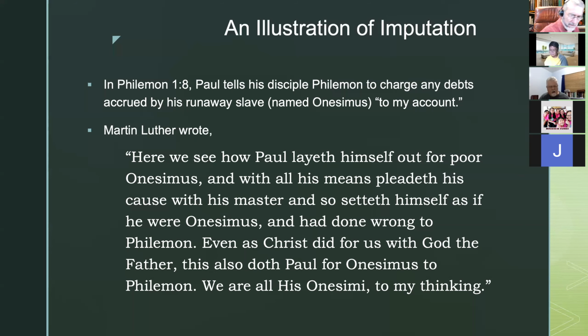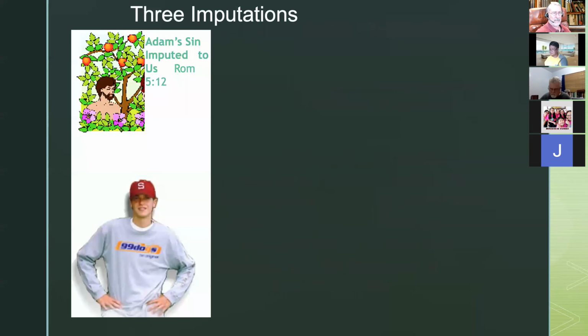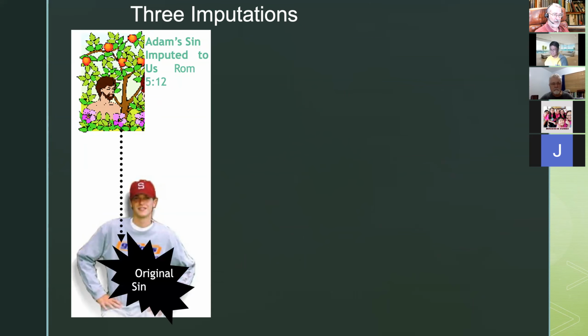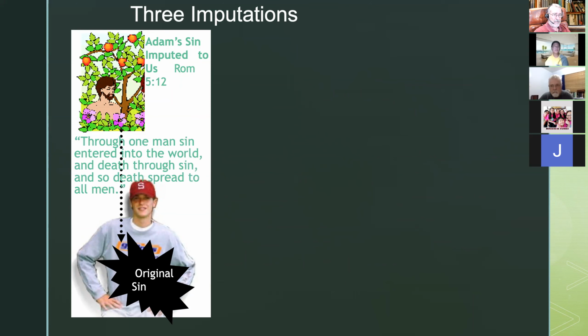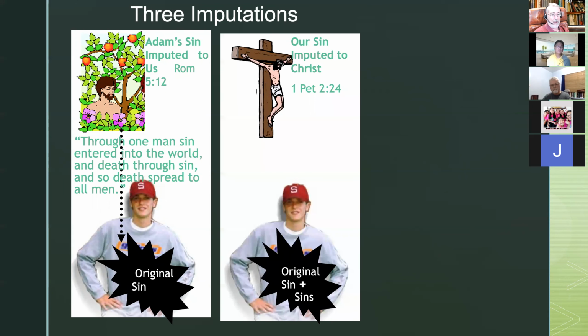There are, in the Bible, three ways in which imputation is used. There is, first of all, an imputation of sin. So Adam sinned in the garden. As a result, I inherit original sin. Through one man, sin entered the world, and death through sin, and so death spread to all men. That's a crediting or an imputing of sin to man. Our sin, not only the original sin, but also every sin we've ever committed, is credited to Christ. It's imputed to Christ on the cross.